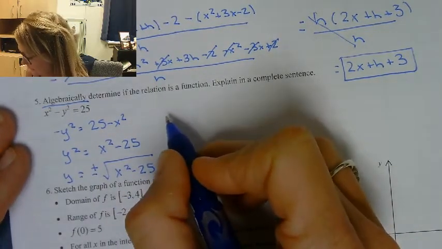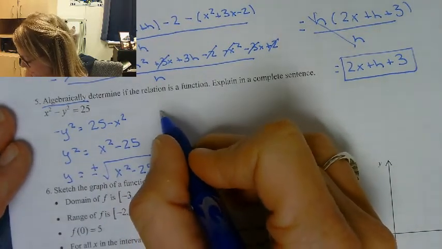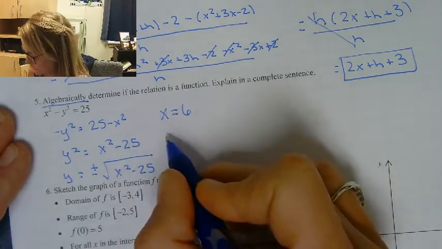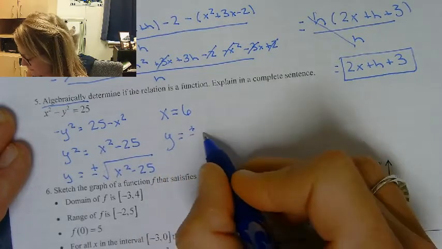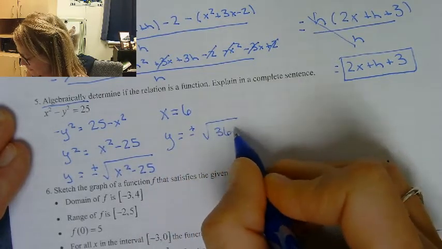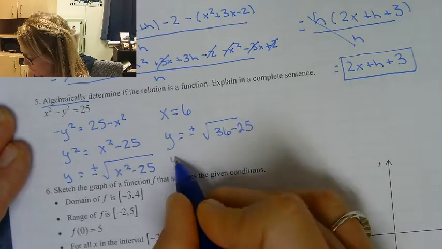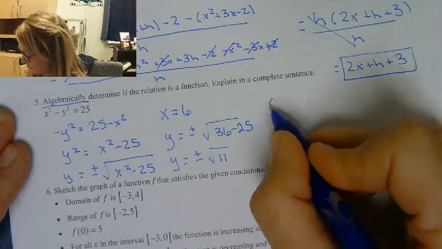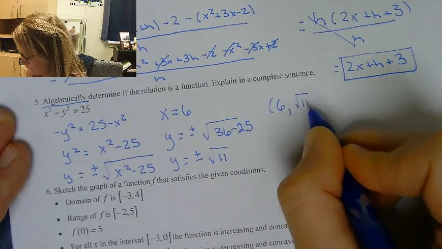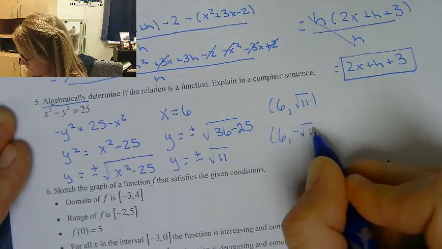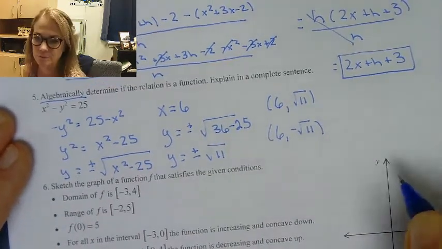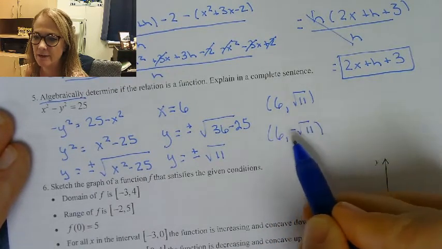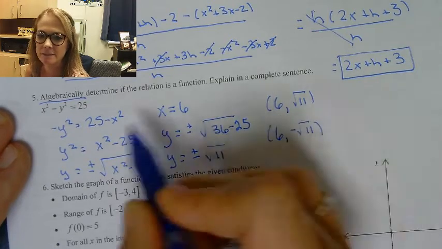If I just let x equal to, say, 6 in this problem, we would get y equals plus or minus the square root of 36 minus 25, and so y is equaling plus or minus root 11, and so points here would be (6, root 11) and (6, negative root 11), and this is not a function. Okay, not a function. You can't have 6 branch out. You can't have a 95 be an A and a 95 be a C. So this is not a function.